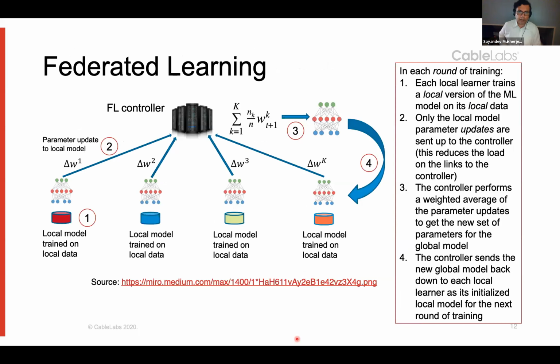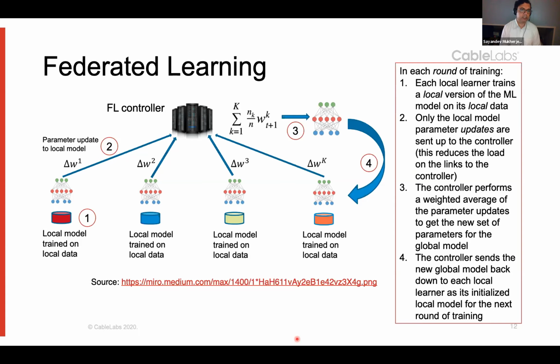Okay, and I've talked about federated learning. What is that? Basically, it is a way by which a collection of local learners training copies of the same model on their local data can collectively train a global model without ever exchanging data itself. Instead, what they exchange is actually the model parameter updates.